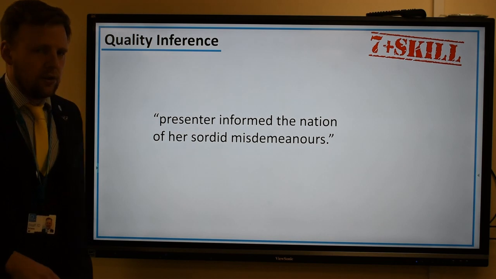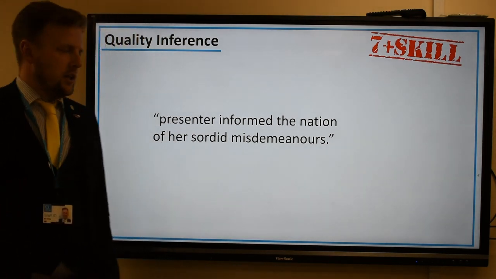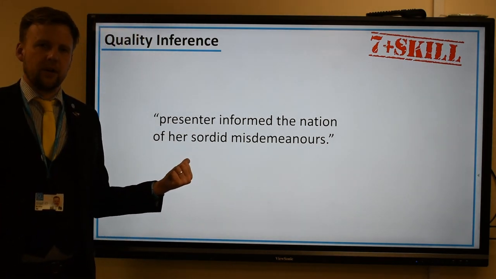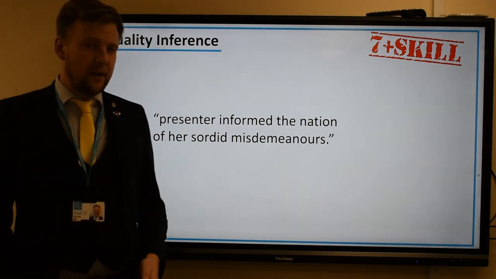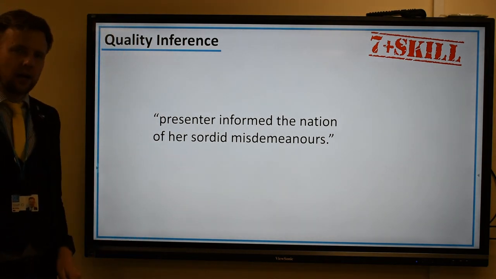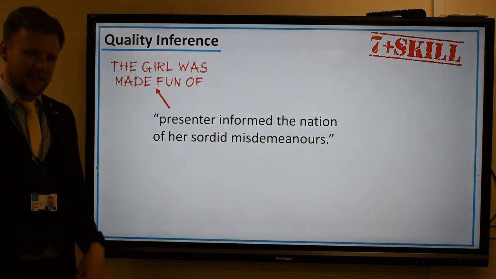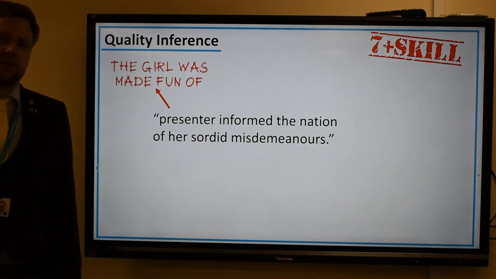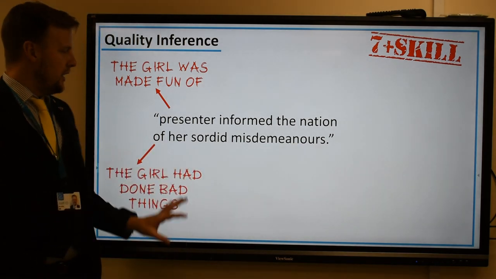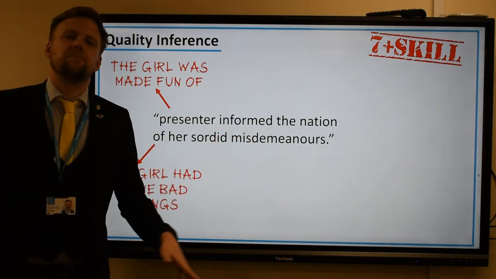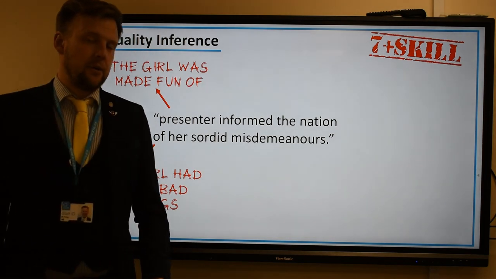Let's now have a little look at what bad inference looks like. Here is a quote taken from one of the texts, okay? A bad, poor, low-level piece of inference might be someone that looks at that quote and they make a very basic inference. The girl was made fun of. This girl had done bad things. Those, just regurgitation of what's been said, is not going to get you the big marks.